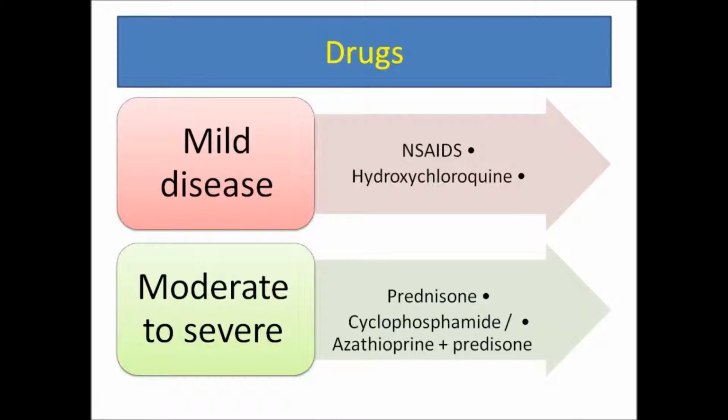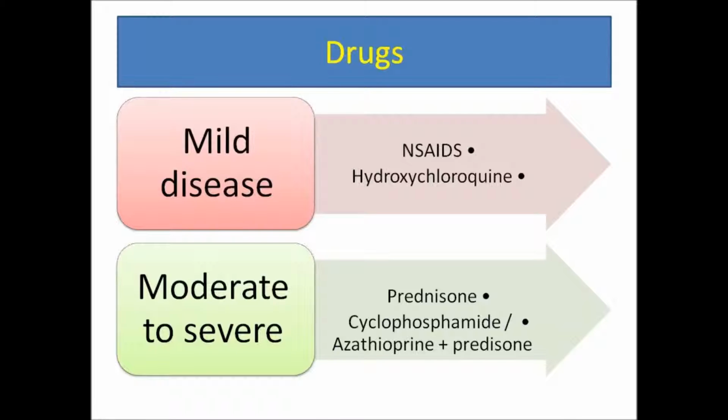Now, what about the drugs used in SLE? We will treat according to the condition. If it is mild, including only the skin or the musculoskeletal system, or severe if there is involvement of the kidneys or the central nervous system. So in mild disease, the condition can be corrected with NSAIDs alone. This is the first line of management. Non-steroidal anti-inflammatory drugs for mild disease.